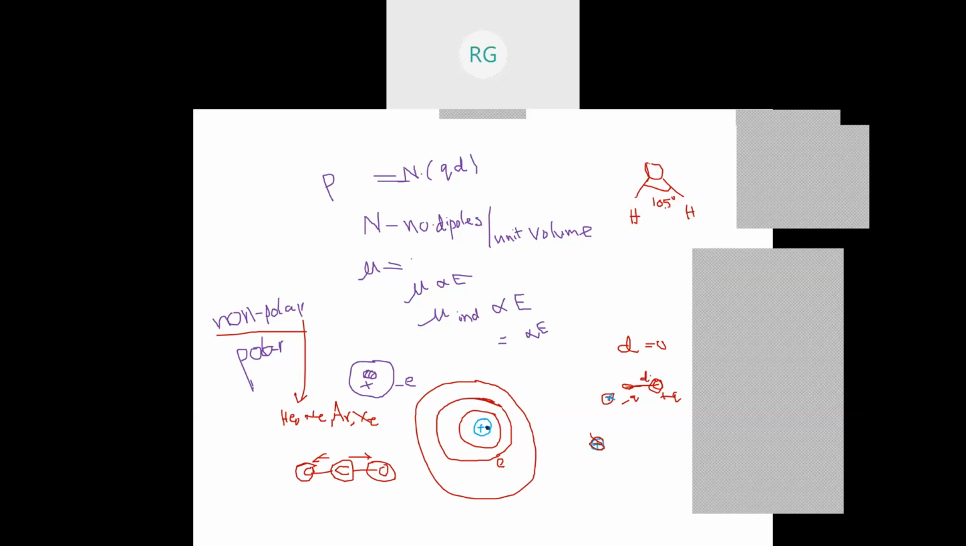And also we can say that all hydrocarbons are non-polar. But in hydrocarbons, if one of the groups is replaced by some other group, like H replaced by halogen Cl, then they acquire a dipole moment.